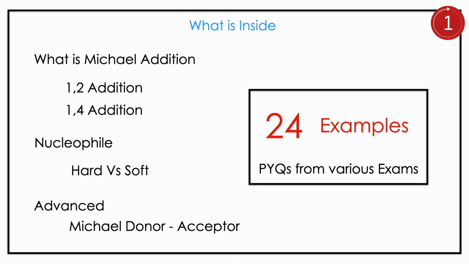What is inside this video? First, we will see what is Michael addition, the difference between 1,2 addition and 1,4 addition, then comparing the nucleophile, hard versus soft, then the advanced concept Michael donor and acceptor. Further, we will see 24 solved examples, those examples from various examinations.